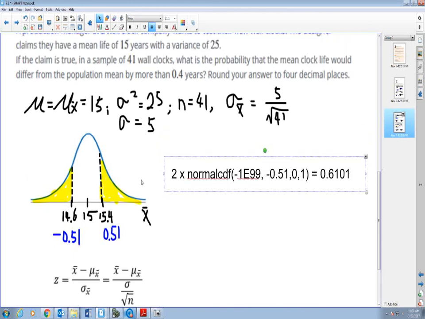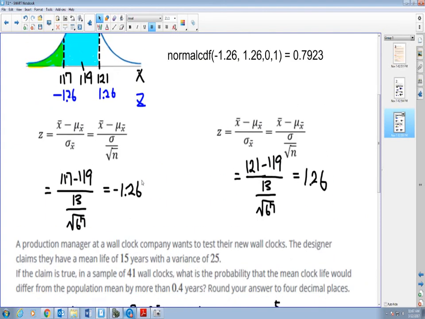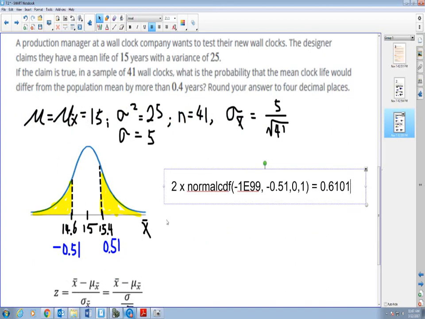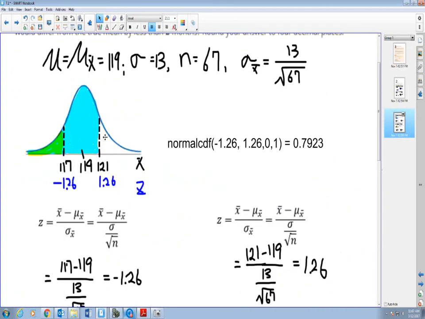Alright, so I know these last two problems have kind of strange wording, but this one is finding the area of the two tails, the other one is finding the area in between. Alright, so that will conclude our sampling distribution of the x bar.